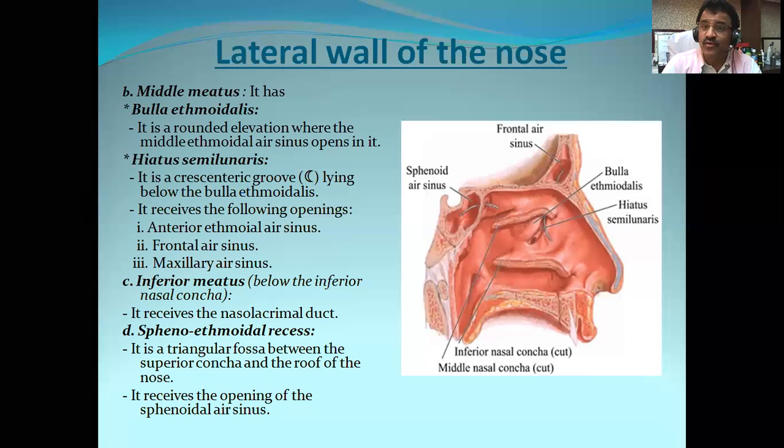So you have to go on the top of the lateral wall of the nose here, above the superior meatus, just above the superior meatus. This region is called the sphenoethmoidal recess.